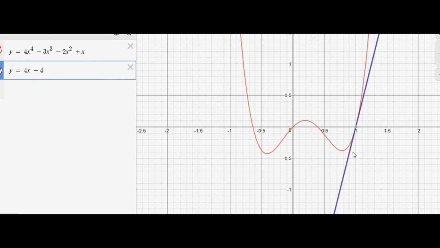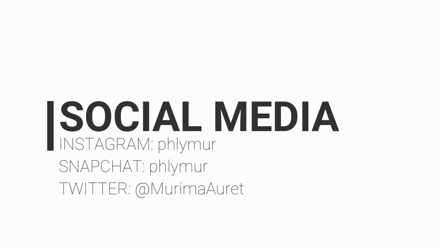And there we go. It's the tangent. You can see here, this purple line is touching the curve at one point only, confirming that indeed the line y is equal to 4x minus 4 is a tangent to this point on the curve.